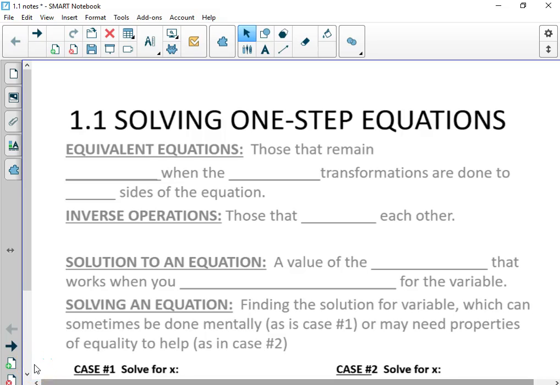Okay, so solving one-step equations. When you're solving an equation, you're trying to get the answer. Okay? The key thing in an equation is it has an equal sign. Equation, equal. Not too tricky there.